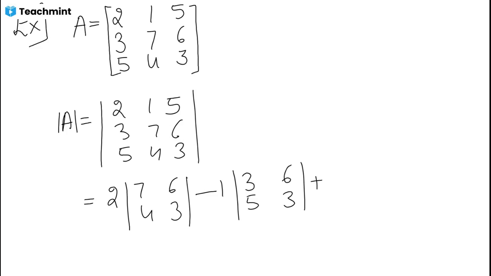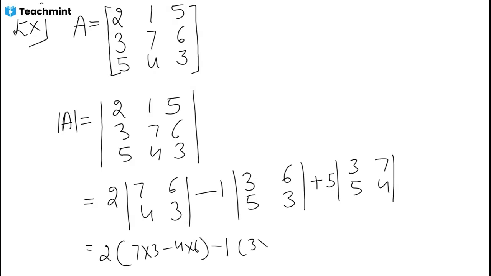Now take positive sign and take this value, 5. And just leave the elements of first row and third column, take these elements: 3, 7, 5, 4. Now let us simplify. Do you remember? Just multiply these elements and subtract the product of these. In this way, let us find 7 into 3 minus 4 into 6, minus 1 into 3 into 3 minus 5 into 6. Are you getting this step? Yes, ma'am, I am.